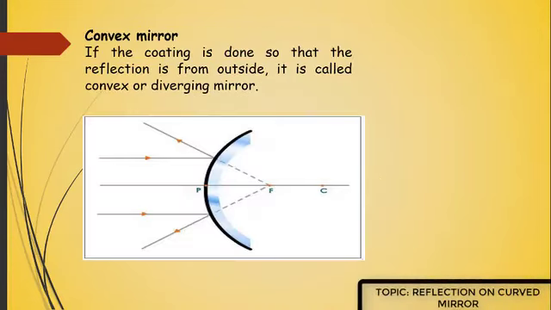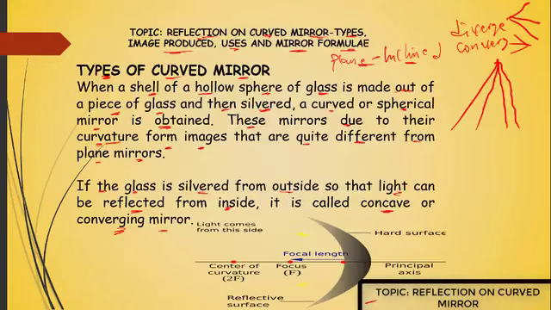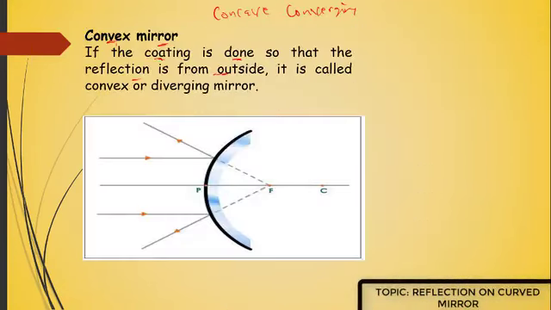Now let's look at the convex mirror. A convex mirror is the opposite of a concave mirror. Remember, we said concave is also called converging mirror, but this is convex. If coating is done so that the reflection is from the outside, no longer from the inside, it is called a convex or diverging mirror.